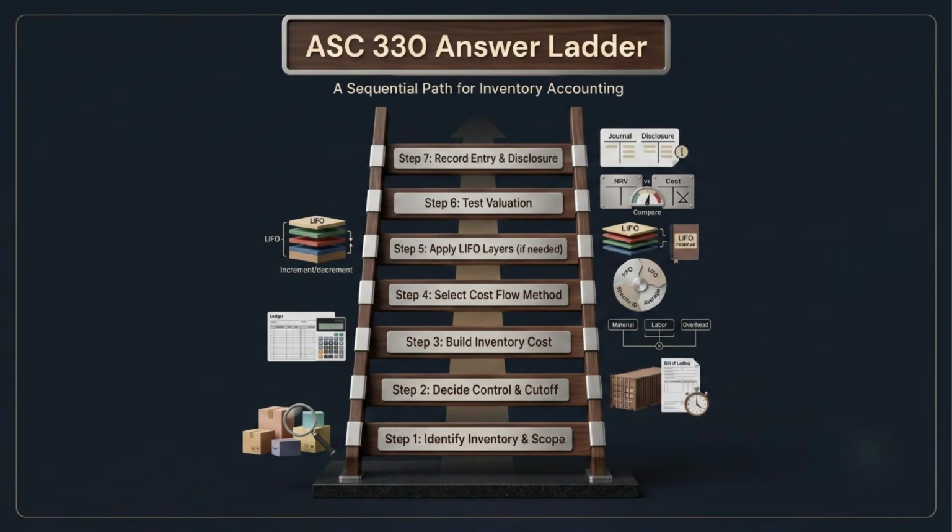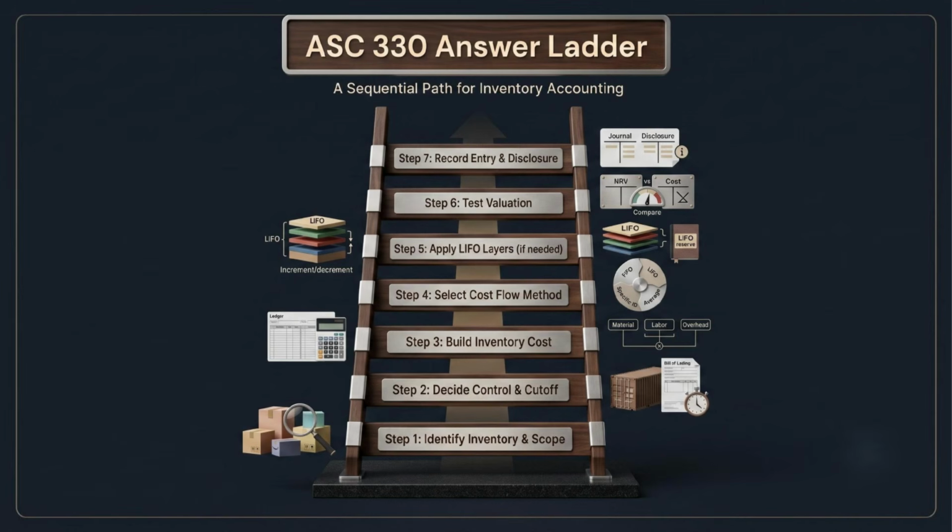Use the ASC 330 answer ladder for exams, interviews, and close reviews. Step 1. Identify inventory and scope. Step 2. Decide control and cutoff using FOB terms, consignment rules, and title transfer analysis. Step 3. Build inventory cost by capitalizing normal acquisition and production costs while excluding selling and abnormal items. Step 4. Select the cost flow method and apply it consistently.